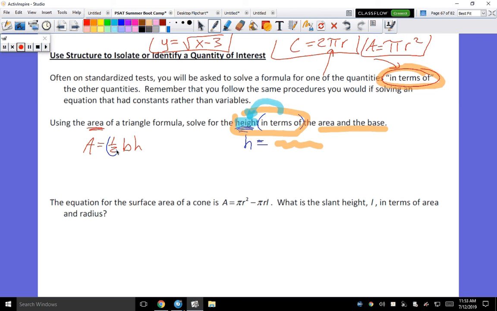Let's move this 1/2. How do you move this 1/2 to the left? Multiply by 2. Let's move that b. How do we move the b to the left? Divide by b. So now check this out. H is written in terms of a and b.